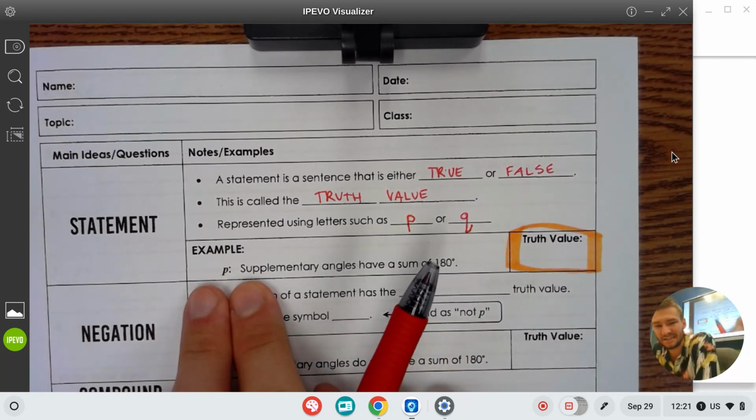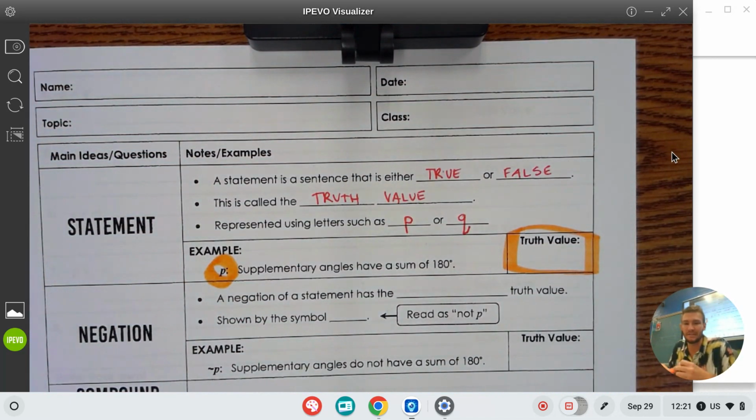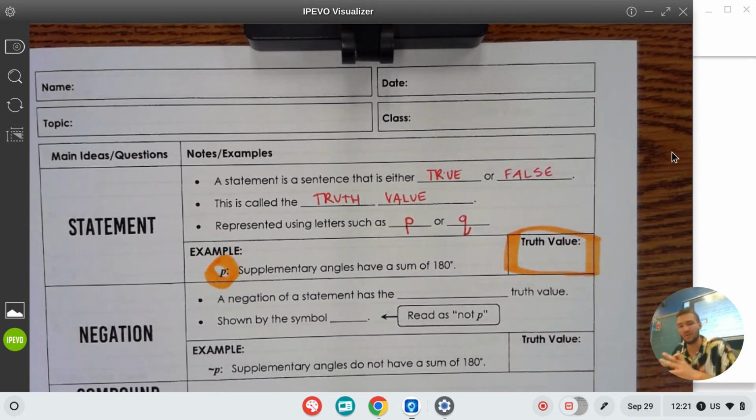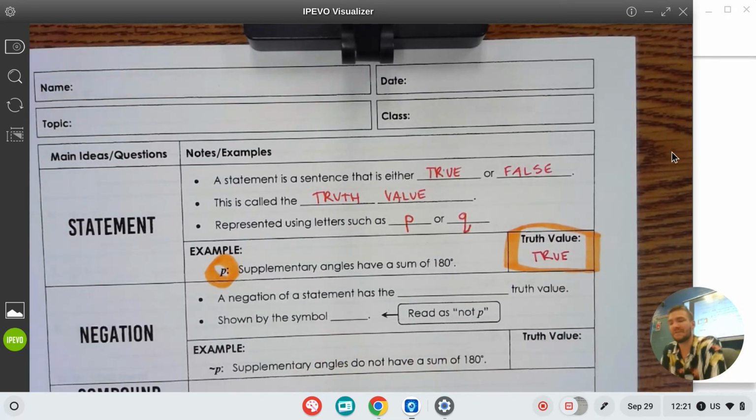So if you look at this example, the P out front is like the name of the statement, okay? The statement is supplementary angles have a sum of 180. What would you assign for the truth value? Is that true or is that false? It's true. Supplementary angles have a sum of 180, true.